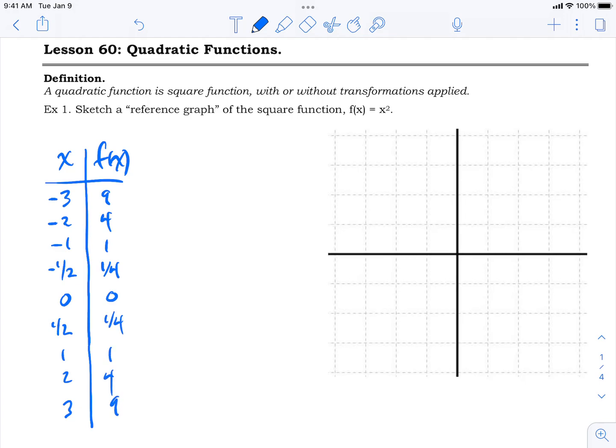Cool. So we graph this thing real quick. So at -3, we're off the chart. At -2, I'm at y equals 4 right here. At -1, I'm at 1. At -1/2, I'm at a fourth. Something like that. Then we're at the origin, 0, 0. 1/2, 1/4, 1, 1, 2, 4, and then 3, 9, which we don't reach today.